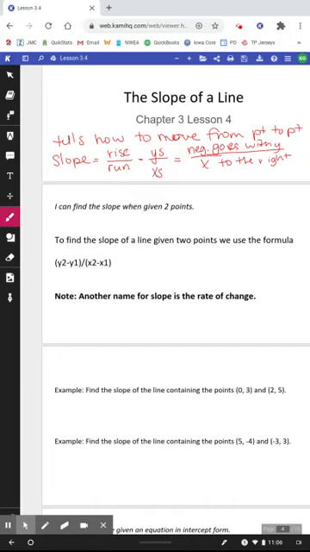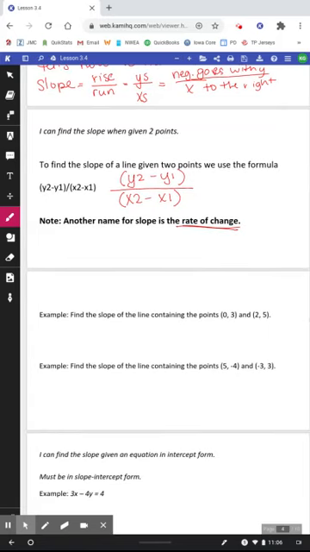Today we're going to be calculating the slope if you're given 2 points. So to find the slope of a line when given 2 points, we use the formula: the second y coordinate minus the first y coordinate, over the second x coordinate minus the first x coordinate. Another note is another name for slope. You might also hear it called the rate of change.